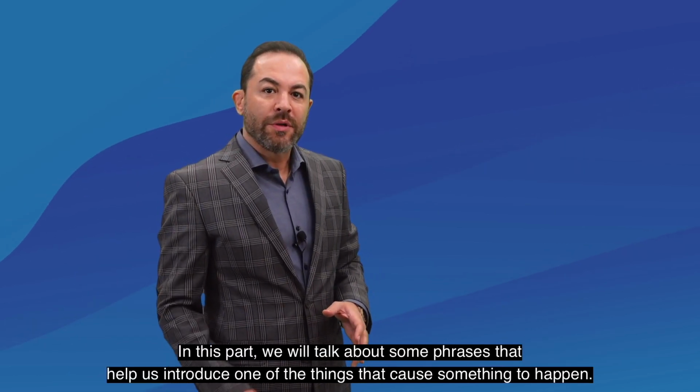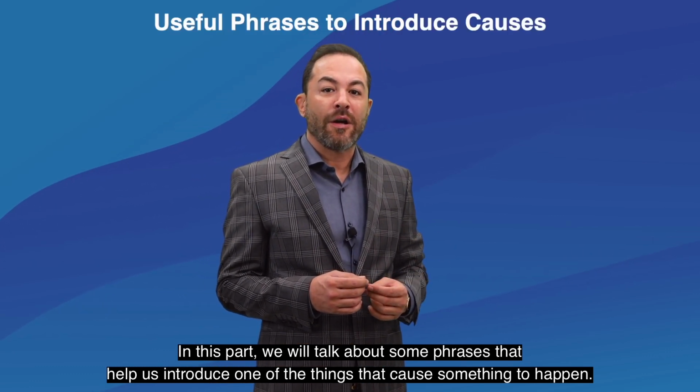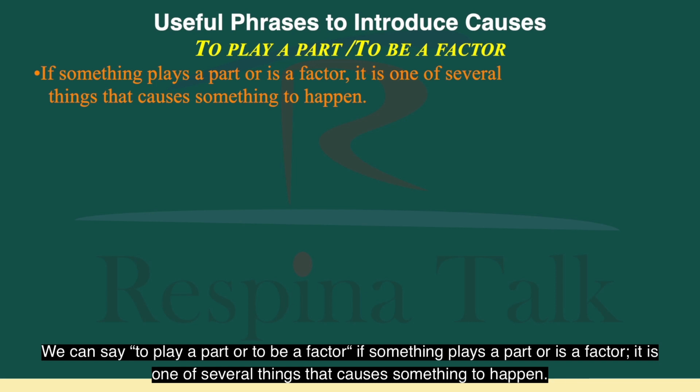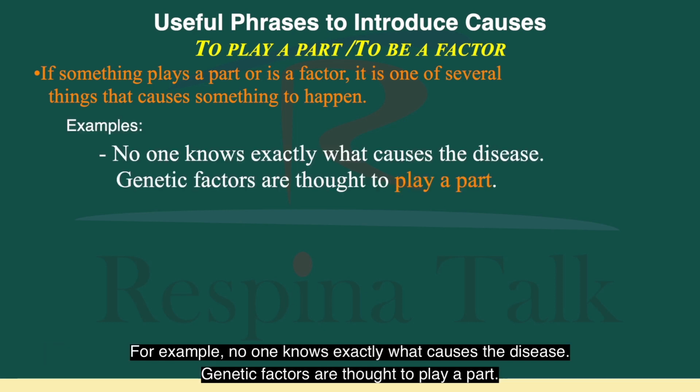In this part, we will talk about some phrases that help us introduce one of the things that cause something to happen. We can say to play a part or to be a factor if something plays a part or is a factor. It is one of several things that causes something to happen. For example, no one knows exactly what causes the disease. Genetic factors are thought to play a part.